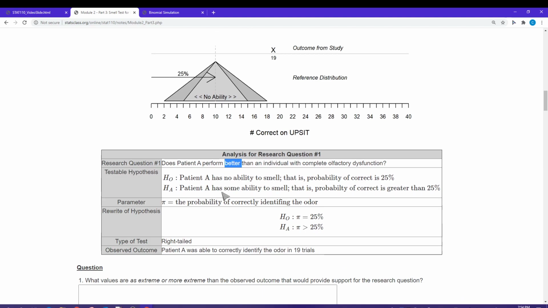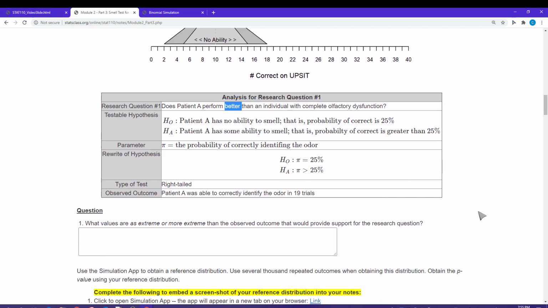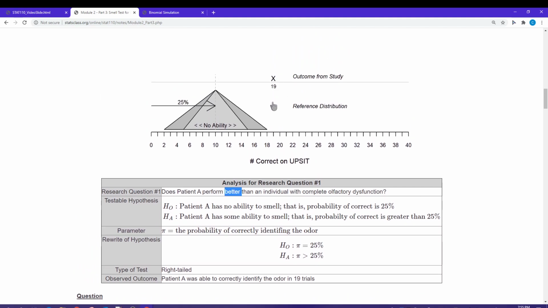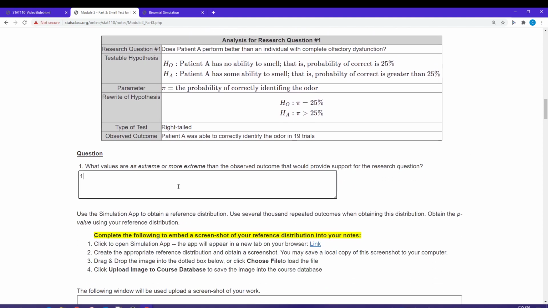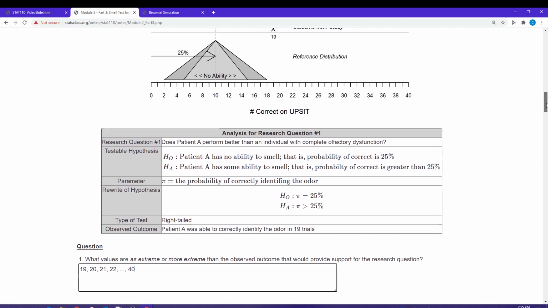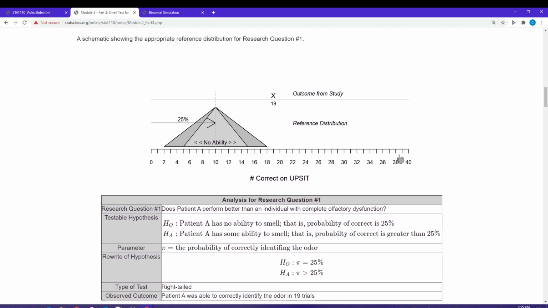This is what the null and alternative hypotheses look like. Recall that patient A was able to correctly identify 19. So the first question here is, what values would be considered as extreme or more extreme than the observed outcome? Well, if the observed outcome is 19, and this is a right-tailed test, this is going to be 19 and 20, 21, 22, all the way up to 40. Those are the quantities that we're going to use in computing our p-value.